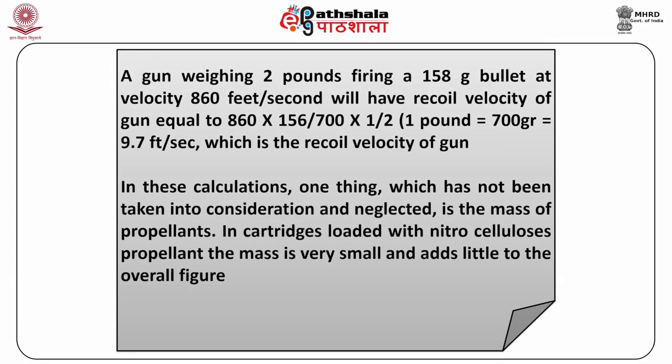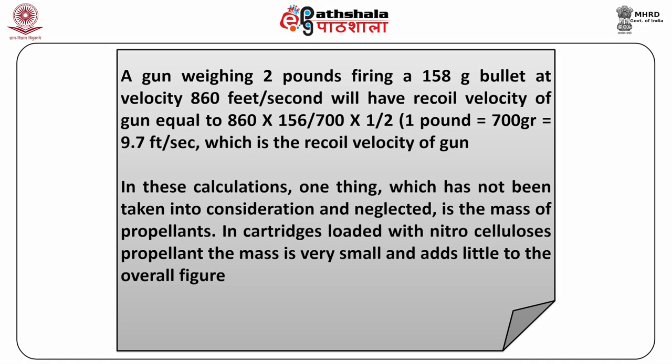Example: a gun weighing 2 pounds firing a 158 gram bullet at a velocity of 860 feet per second will have a recoil velocity of gun equal to 860 × 158 / (700 × 1/2), where 1 pound is equal to 700 grams, which is equal to 9.7 feet per second, which is the recoil velocity of the gun.